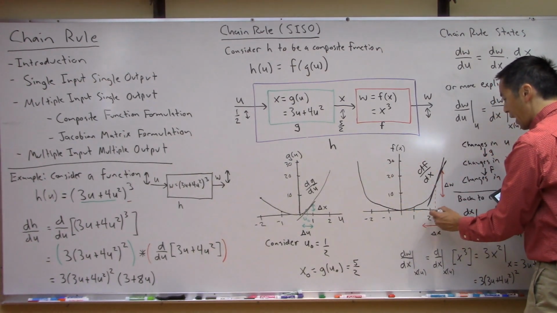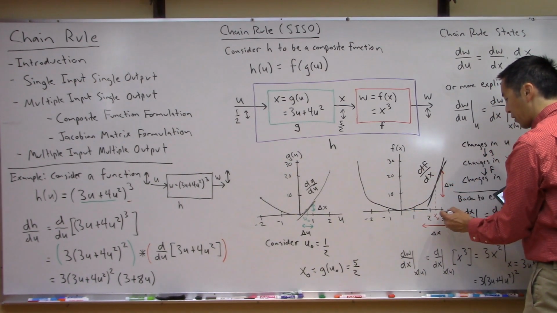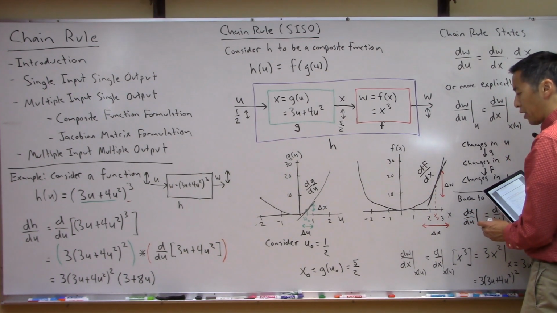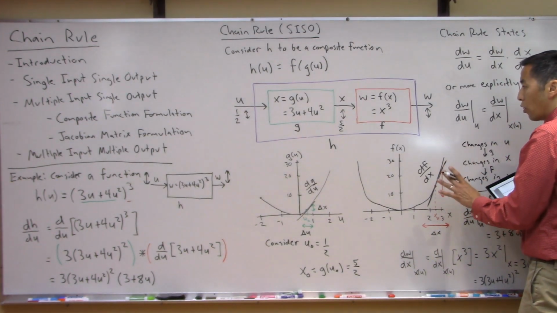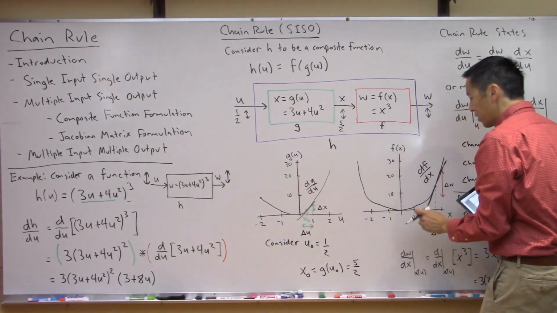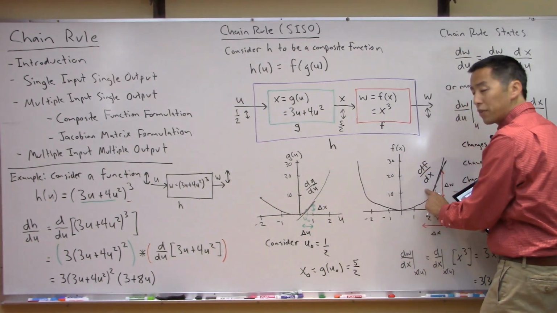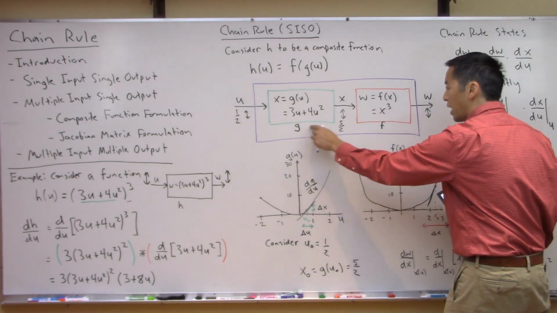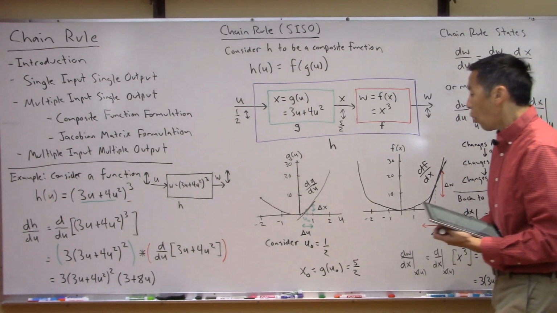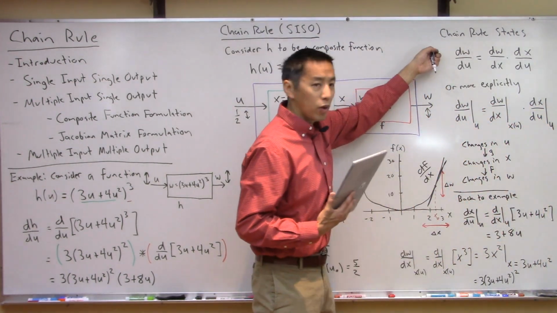Now 5 halves on the f of x function is over here, and you can see the slope is different. It's steeper here. So overall, for the change in the output to the change in the input, you can clearly see you have to multiply these slopes together, right? The slope of g and the slope of f both matter in this calculation, or that's basically what the chain rule states.